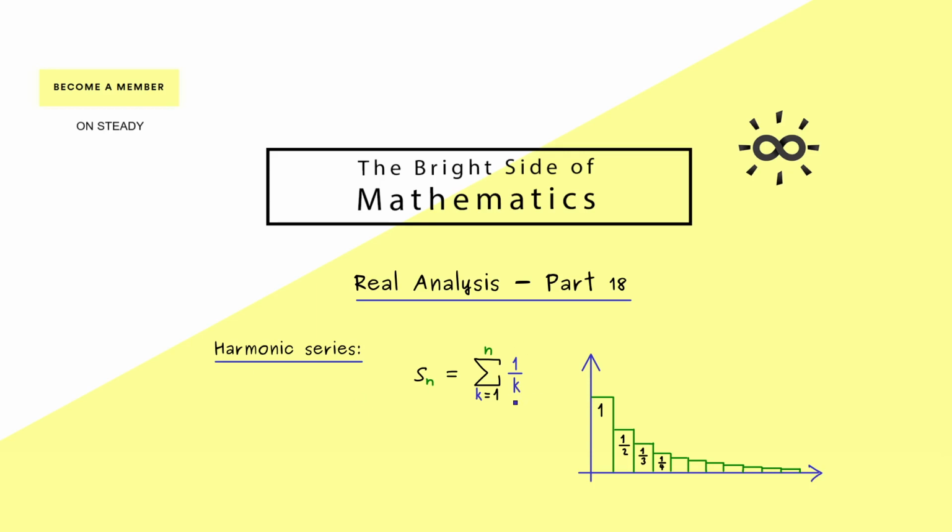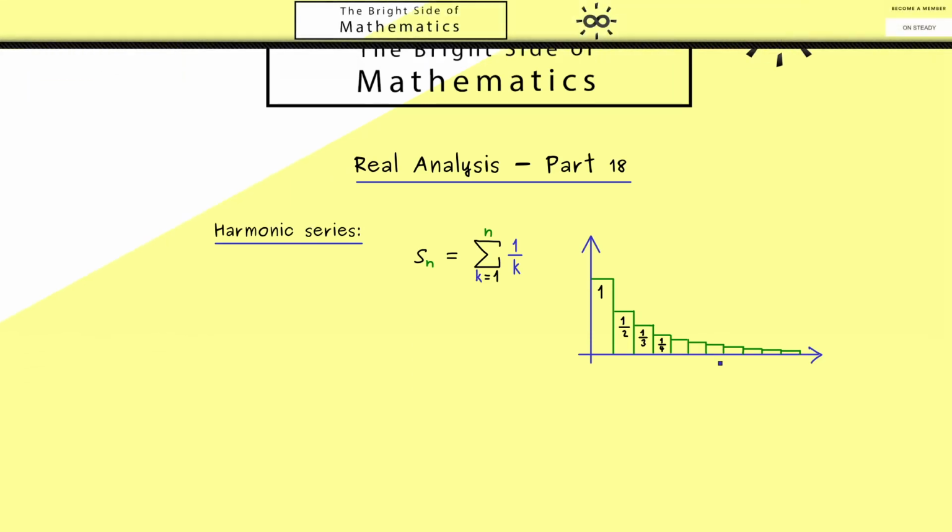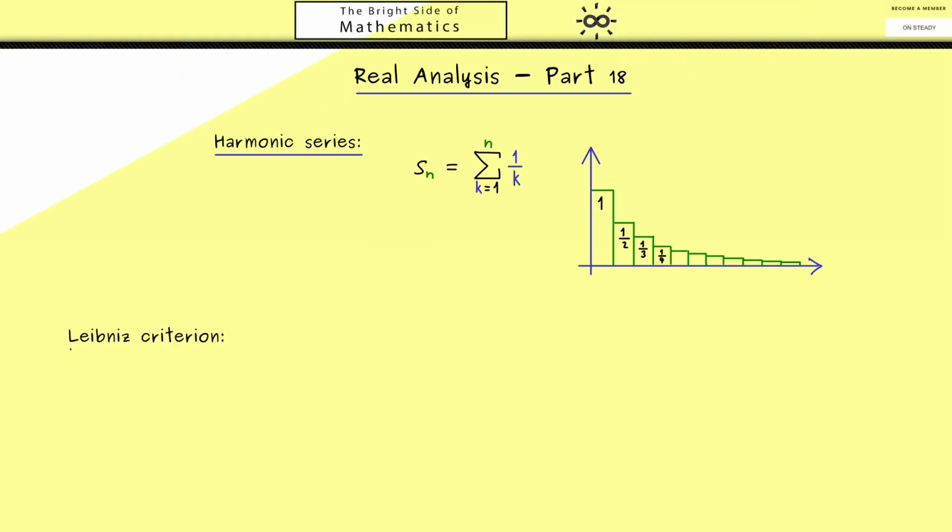Therefore, having a sequence inside a sum that goes to 0 is not sufficient for convergence of the series. However, we know from the last video it is necessary. Okay, now the Leibniz criterion will fix this missing sufficient condition. For this, we also can use the same visualization. Let's again look at the rectangles from before.